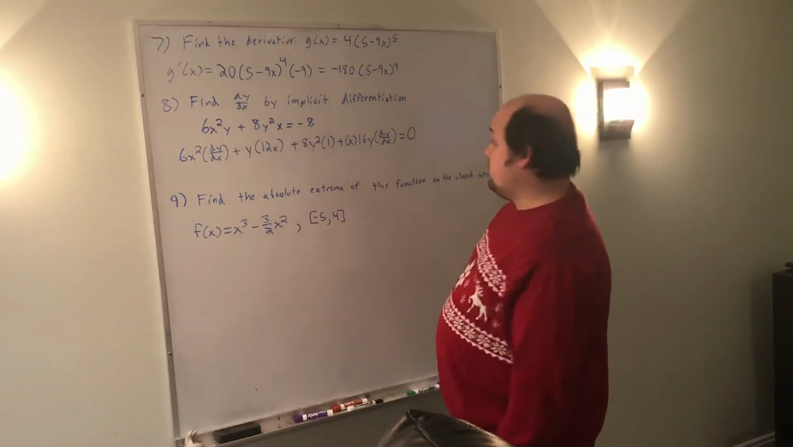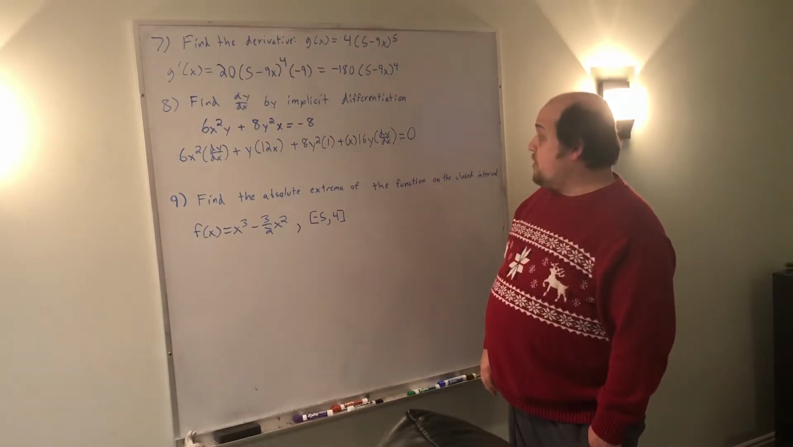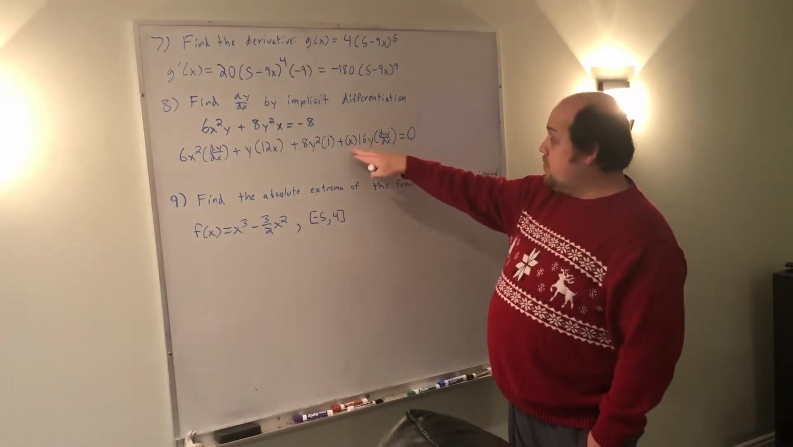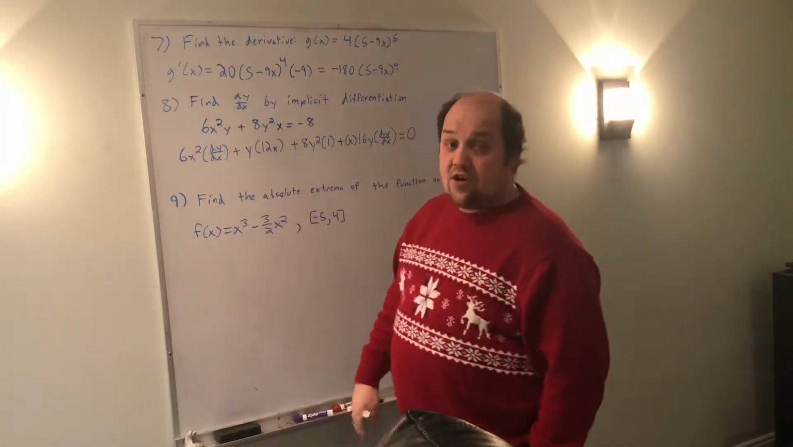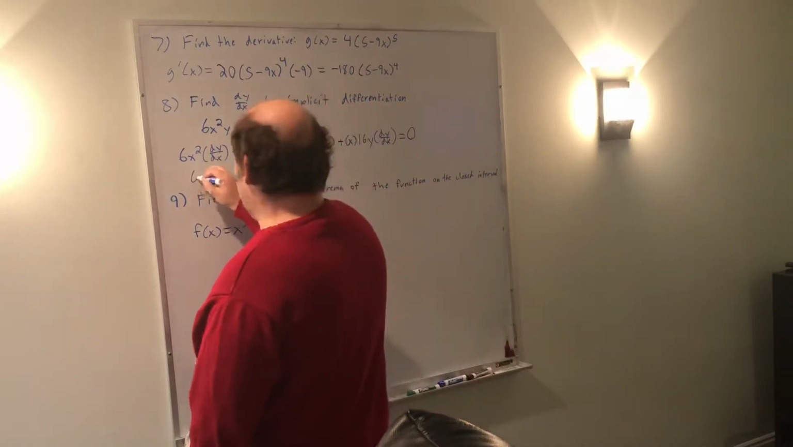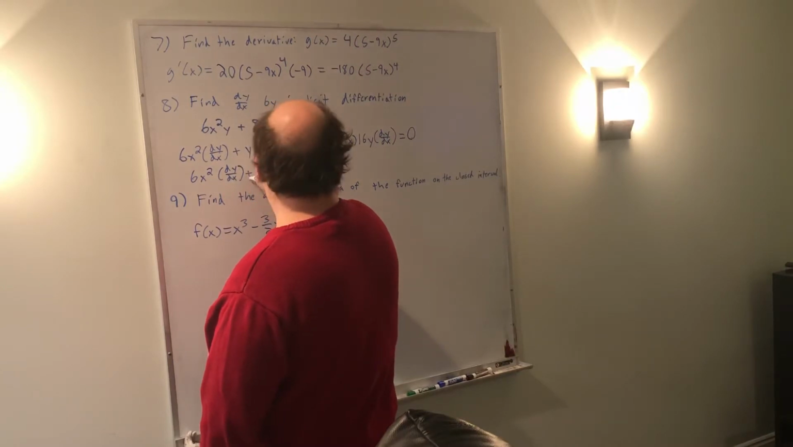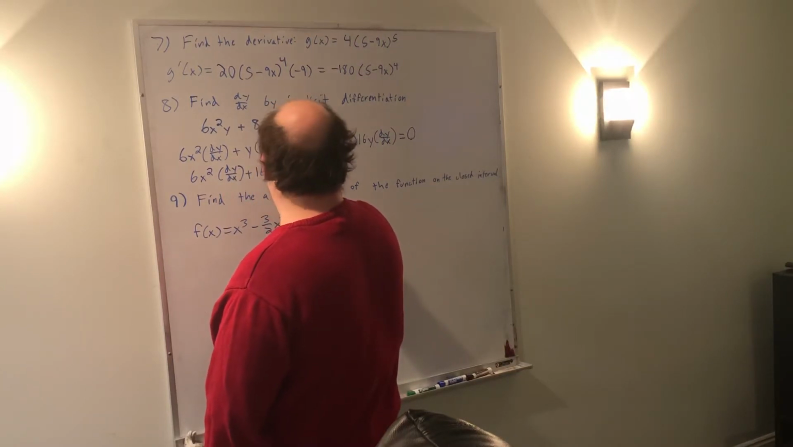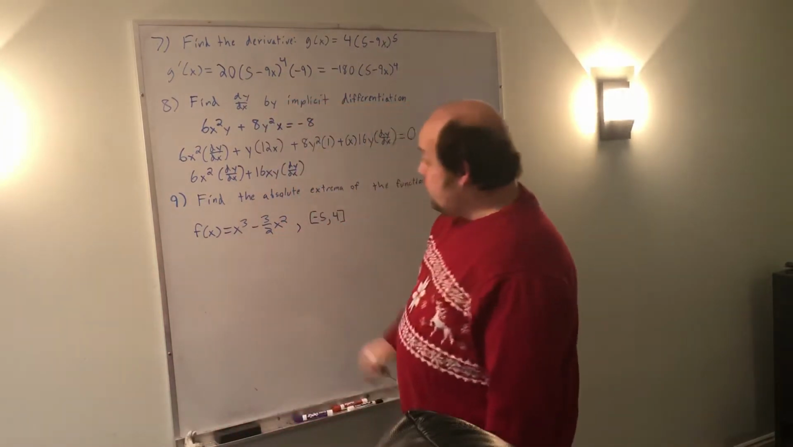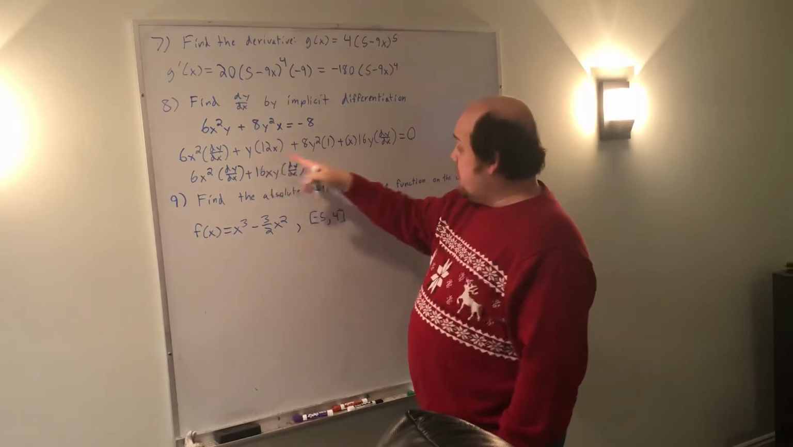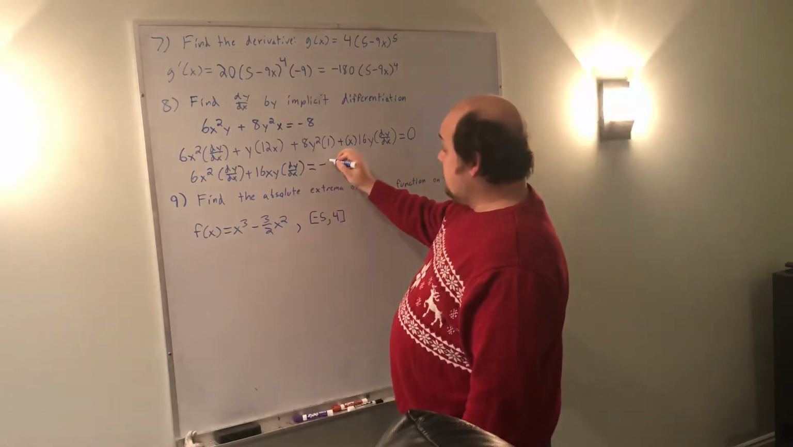That just equals 0. My goal now is to sort things out into what has a dy/dx and what doesn't have a dy/dx. So here, this 16xy dy/dx and this 6x squared dy/dx are going to stay on the same side. It's going to become 6x squared dy/dx plus 16xy dy/dx. I'm going to move this 12xy and this 8y squared to the other side and make them negative.